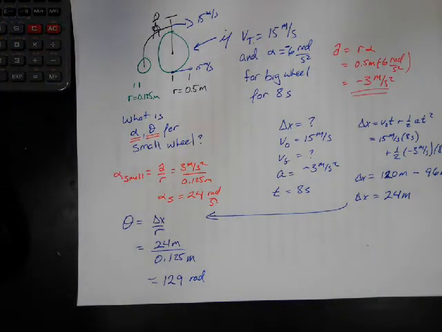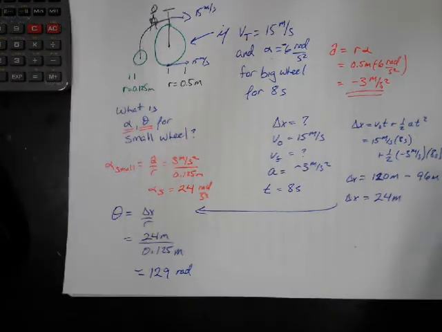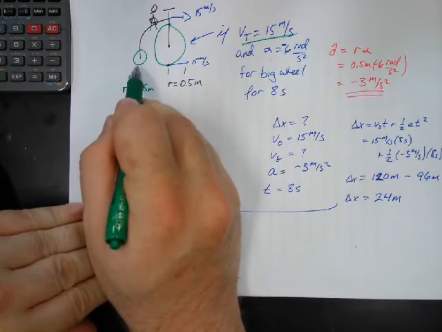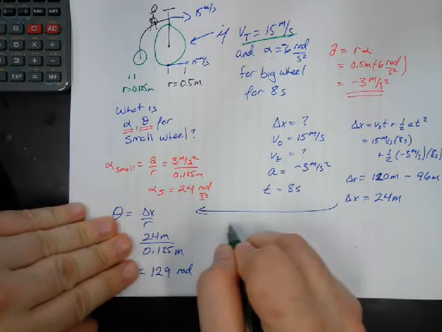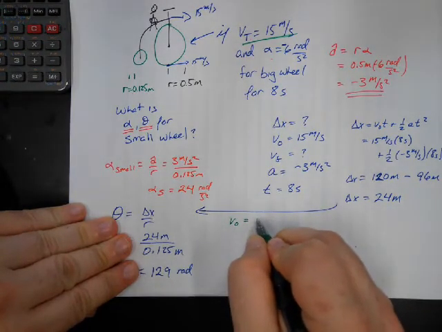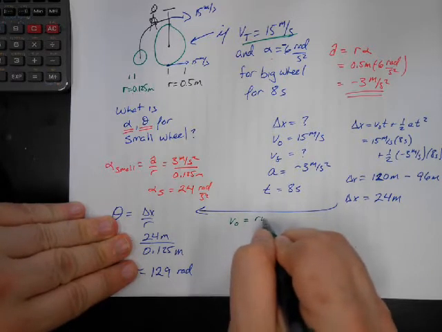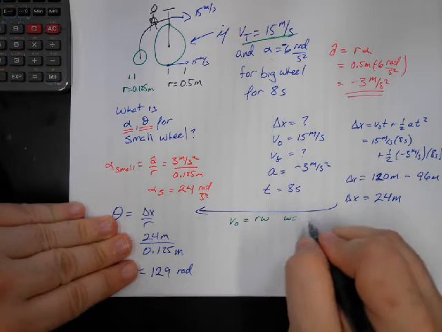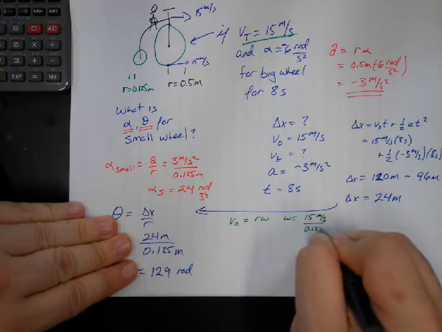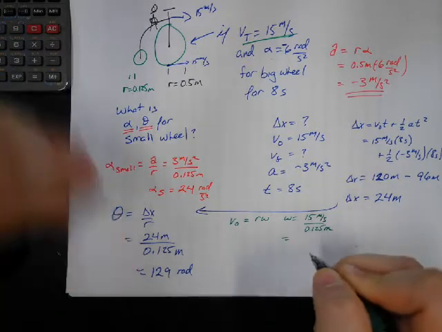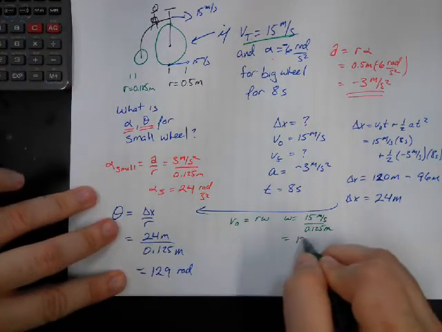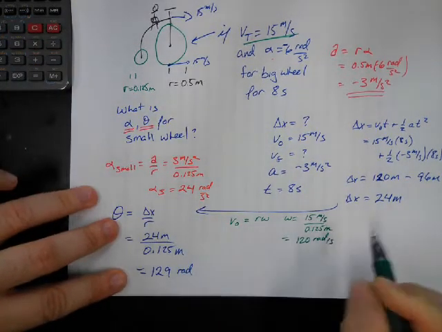Now there's another way of going about this problem. We can go and convert this tangential velocity to the velocity of the small wheel, right? And so let's do that. V initial is r omega, so omega is 15 meters per second divided by 0.125 meters, it's 15 times 8, is 120 radians per second.